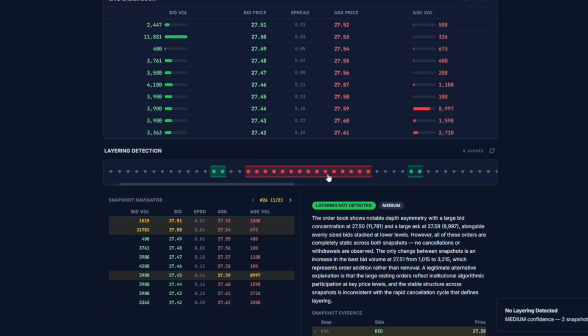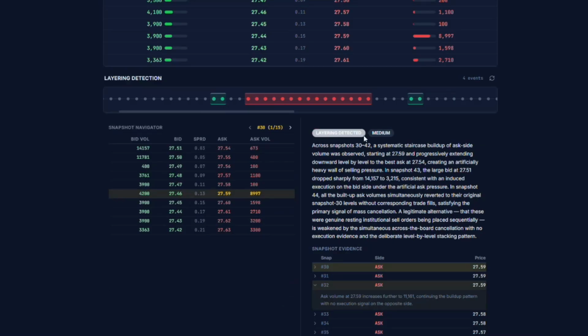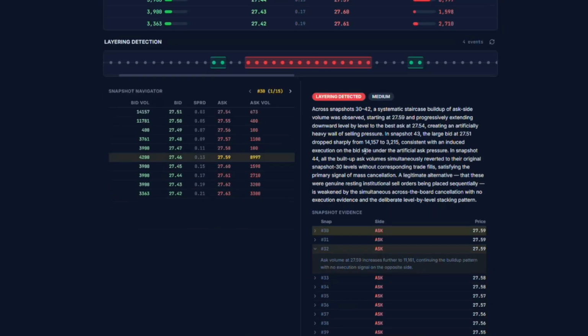For the second cluster, Stage 2 has confirmed a true positive. The model detected a systematic buildup of ask-side volume across multiple snapshots, followed by a coordinated withdrawal of those orders without corresponding trade execution. That pattern is highly consistent with layering because it shows artificial selling pressure being built, influencing market behavior, and then removed once the objective is achieved. You can also see that the model provides snapshot-level evidence to explain exactly why this was classified as malicious activity rather than normal market behavior.